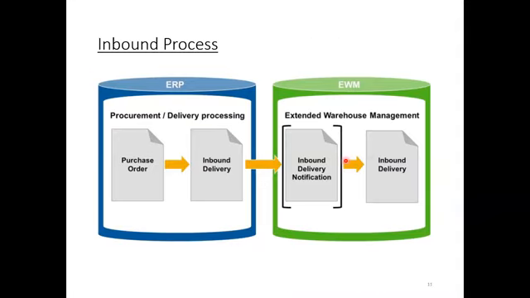Okay. So this is the inbound process. When we have a purchase order, we have the inbound delivery. That means you create a purchase order for procuring 100 apples. Then the vendor will ship the product. Shipping from the vendor will trigger the shipping notification, which is called an inbound delivery on the ERP side. This inbound delivery will create another inbound delivery in the EWM.